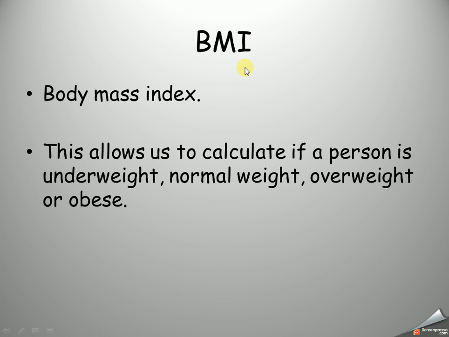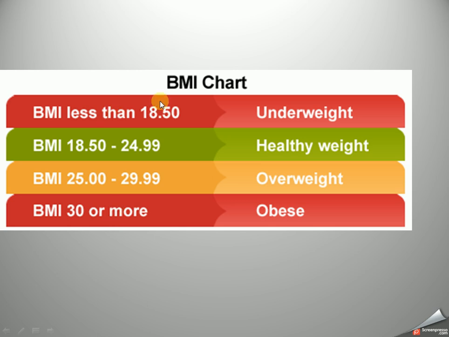Okay, now moving on to BMI. Now, BMI stands for Body Mass Index. Now, this allows us to calculate if a person is underweight, normal weight, overweight, or obese. Okay, now this is the BMI chart. If anyone has a BMI of lower than 18.5, they're underweight. If anyone has a BMI of 18.5 to 25, they're of a healthy weight. So this is the normal range of BMI that people are supposed to be in. Anything from 25 to 29.99 is overweight. Yes, basically 25 to 30. Anyone over 30 is obese.